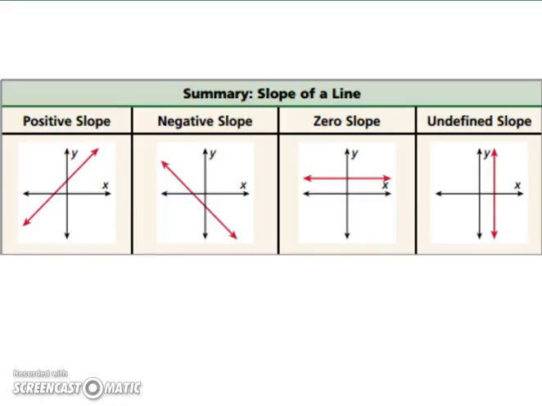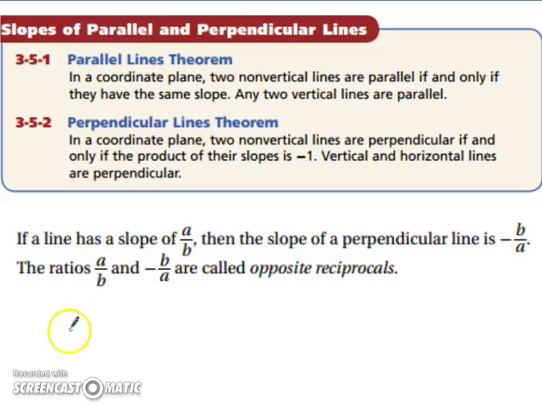All right, let's go a little bit more specific now. So we have our parallel lines theorem. In a coordinate plane, two non-vertical lines are parallel if and only if they have the same slope. So if two lines have the same slope, they are parallel. The perpendicular lines theorem states that in a coordinate plane, two non-vertical lines are perpendicular if and only if the product of their slopes is -1.